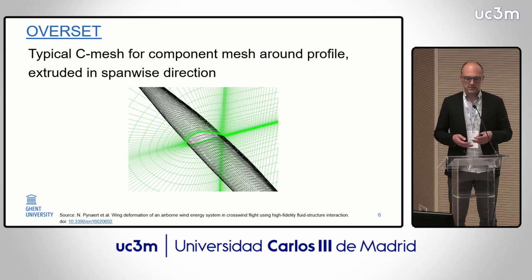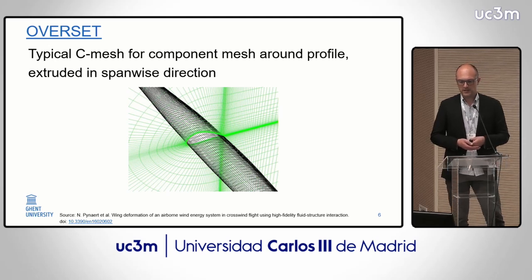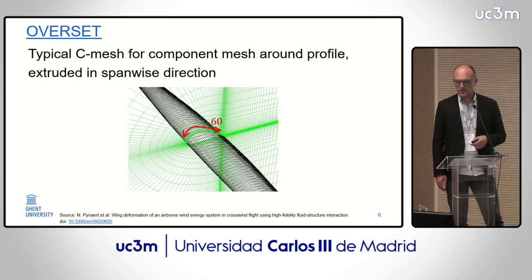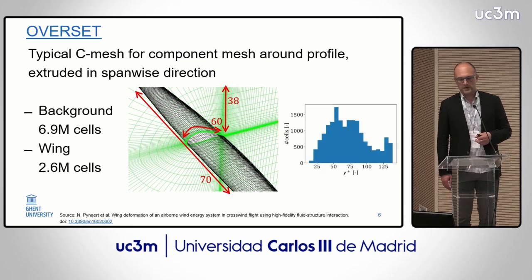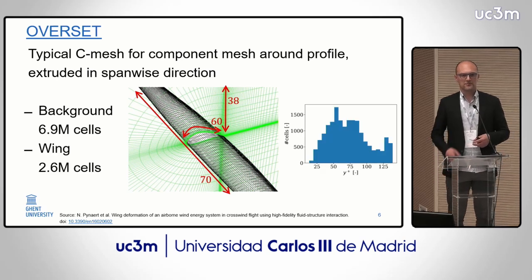As you can see, it's a typical C mesh around the wing. And so it's a block-structured mesh. A two-dimensional cross-section is shown in the figure, and it's extruded basically in the span-wise direction. A typical resolution that we have used is 60 cells in the chord-wise direction, 38 in the radial direction, and about 70 in the span-wise direction, giving a total of 2.6 million cells for the component mesh of the wing, and about 7 million for the background domain.